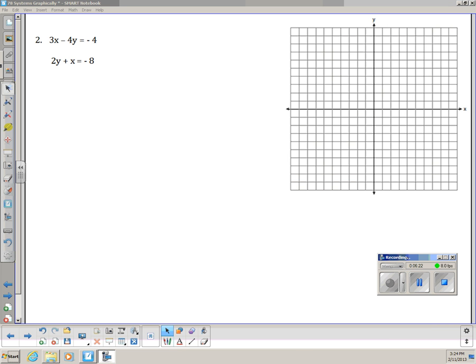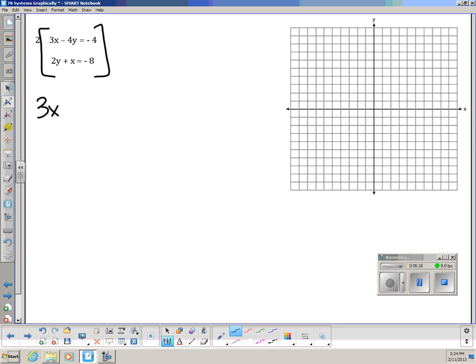So we want to solve the system of equations graphically. So basically, I'm looking for where the two lines will meet, and that will give me the x and the y that make both of the equations true. So I have 3x minus 4y is negative 4.